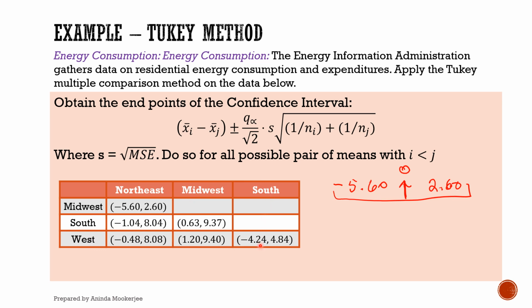West and south, negative 4.24 and 4.84. Again, the endpoints have different signs. The conclusion should be that they are the same. There's no difference in the means. So that's how you read and interpret the confidence intervals using the Tukey method.